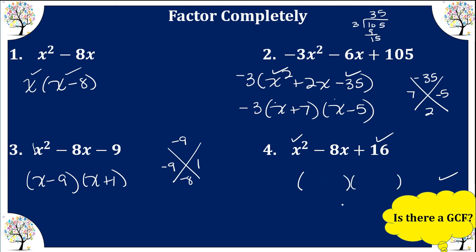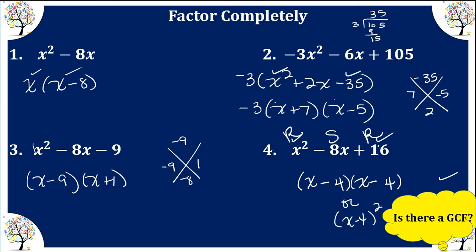can either write it doubled or raise it to a power of 2. So you take the root of the first term, you take the sign of the linear term, and you take the root of the constant. Or you can just have x minus 4 quantity squared.